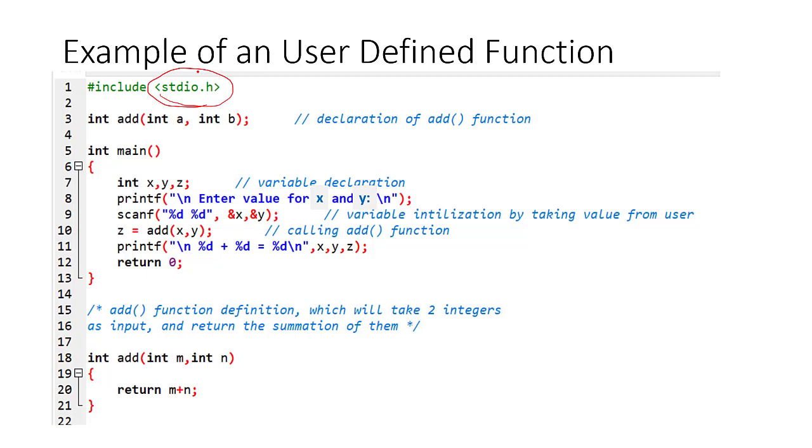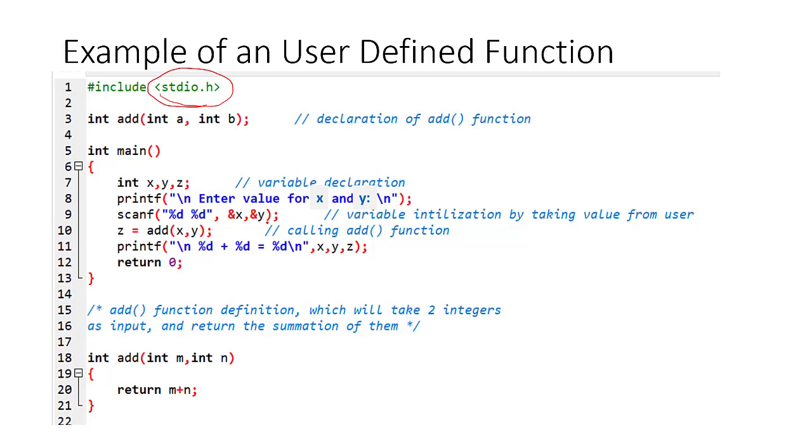Then we are declaring a function add. We are coming to this in detail in a later section. Then we are defining the main function. In the main function, we are taking three variables x, y, and z, and after that we are asking the user to give some input. Then the values are stored in the x variable and the y variable.